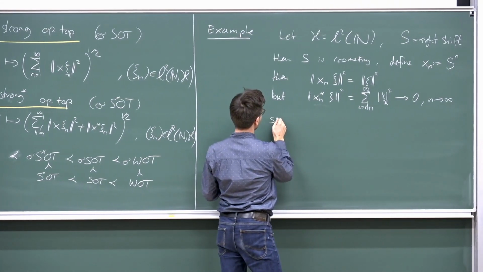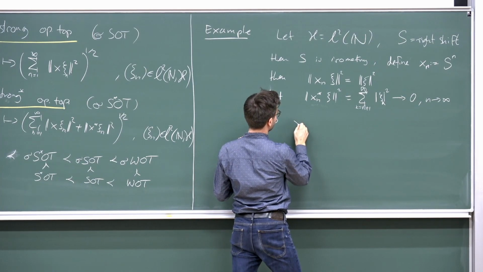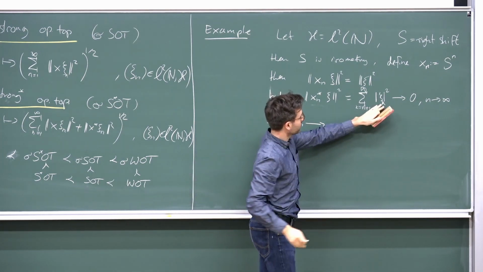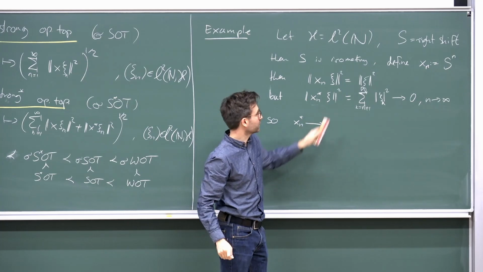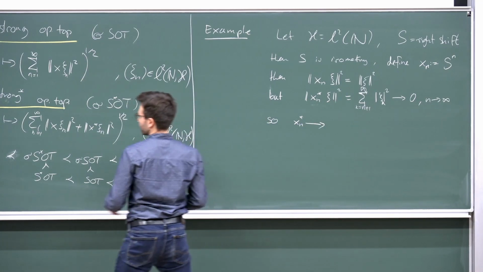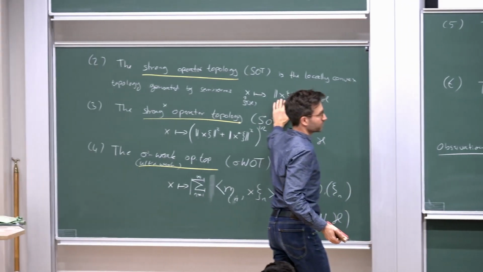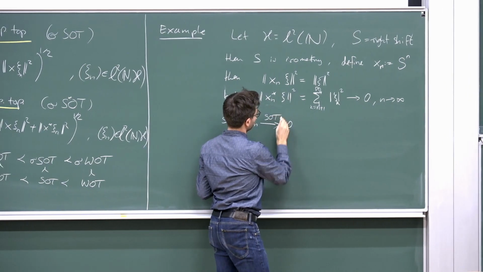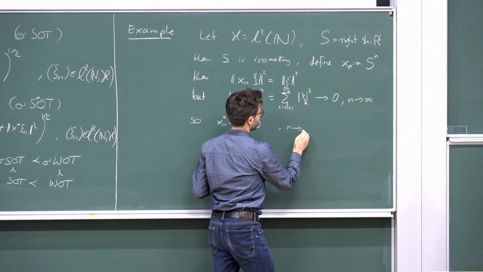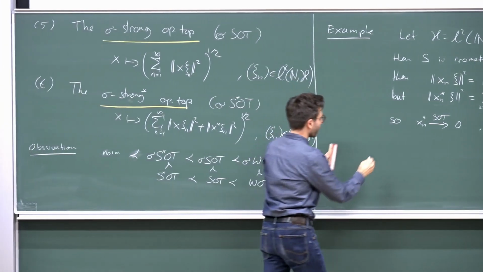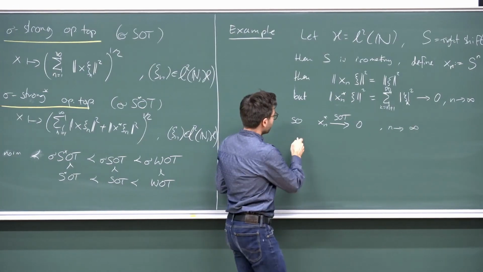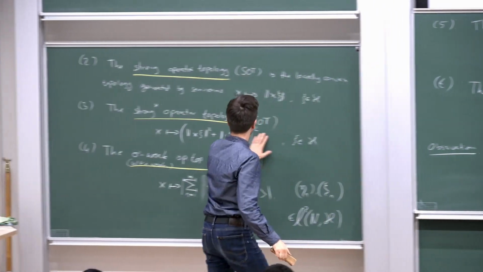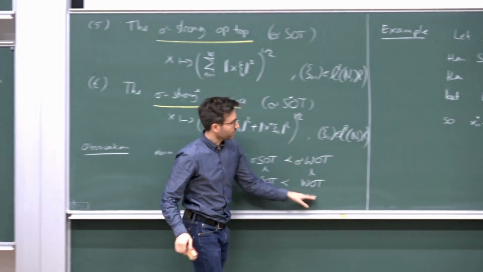So we get that Xn star goes to 0 for every choice of psi, independent of the choice of psi. And that by definition is the strong operator topology. So we can say that Xn star converges to 0 in the strong operator topology as n goes to infinity. And since it converges in the strong operator topology, it must also converge in the weak operator topology.